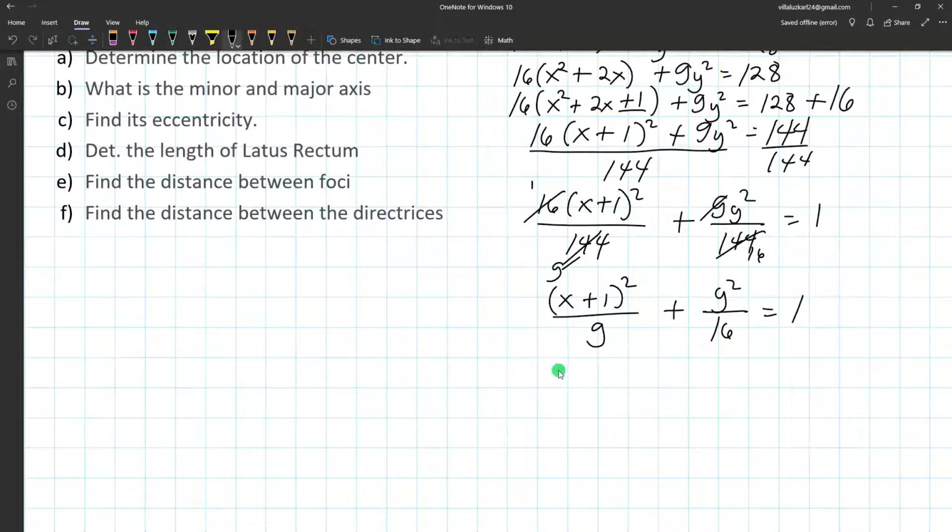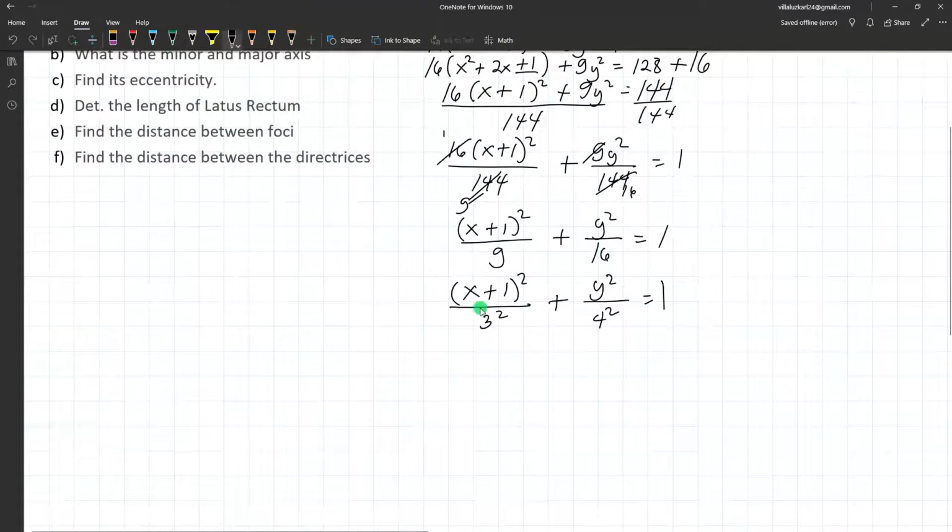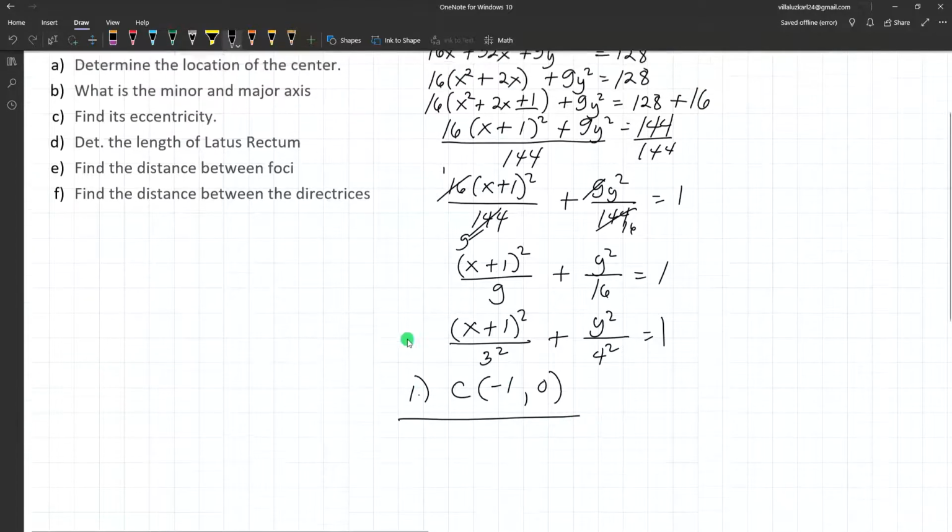Therefore our standard form of equation is (x plus 1) squared over 3 squared plus y squared over 4 squared equals 1. The location of the center (h, k): for the x coordinate we have -1, and for the y coordinate it's just 0. That's the answer for number 1, or letter A.